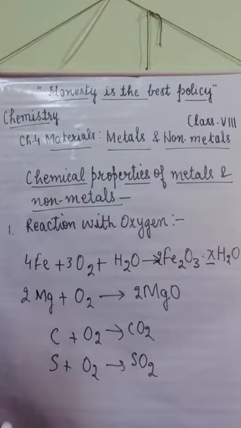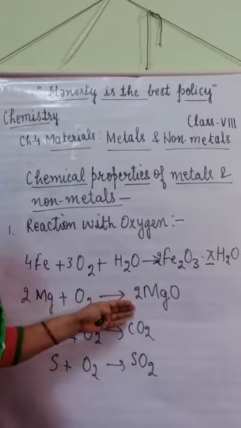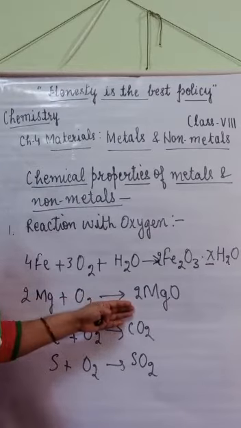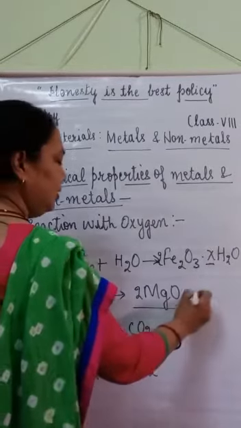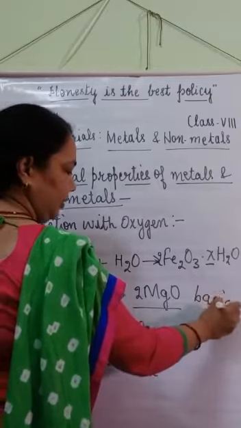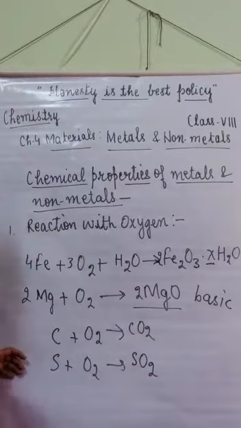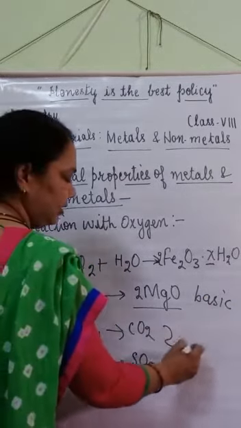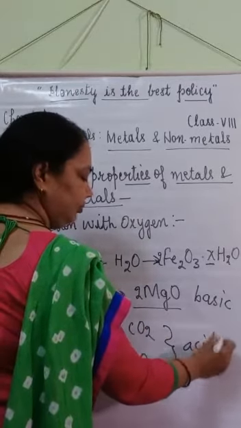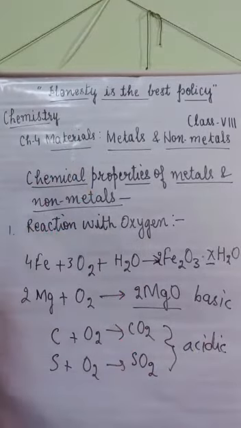But oxides of metals are basic in nature. These are basic in nature. And oxides of non-metals are acidic in nature. How can we test whether these are acidic or basic in nature?